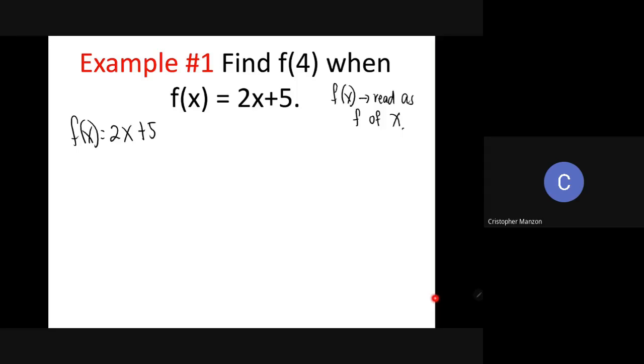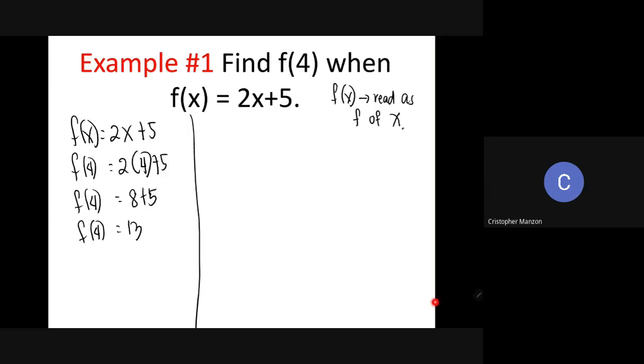Kung anong ginagawa nyo earlier, same thing ang gagawin natin sa example number 4. So, f of 4 is equal to 2. Ang x mo dyan ay 4 plus 5. So, f of 4 here is equal to 8 plus 5. Then, therefore, our f of 4 is equal to 13. Okay? I want to expand, i-expand ko ng konti yung discussion sa number 1.